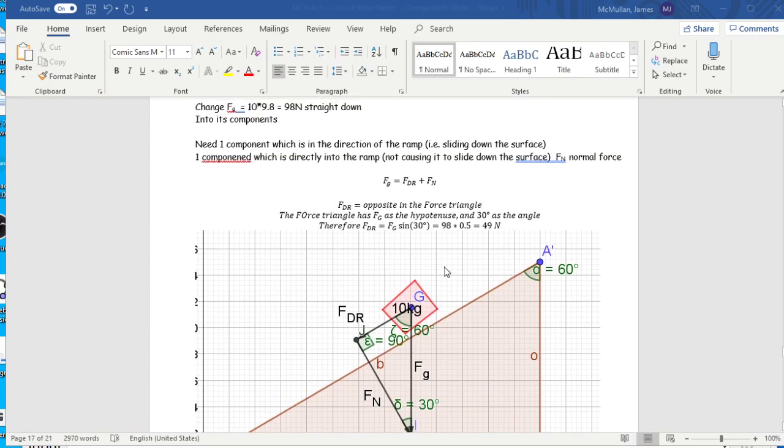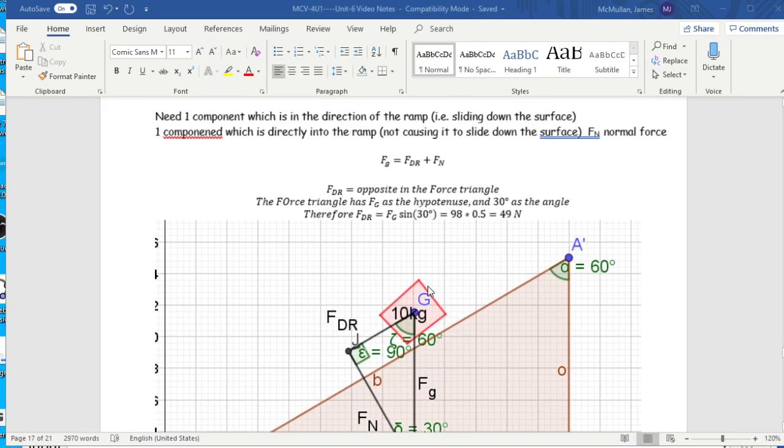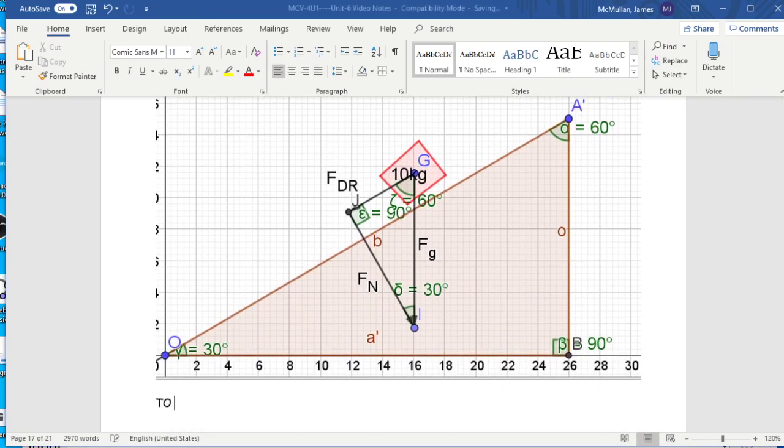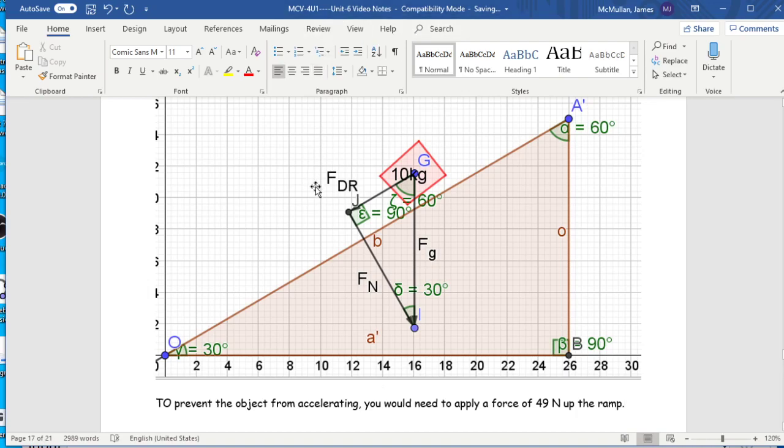So you can think of this as the block sliding down the ramp with a force of 49 newtons down the ramp. To prevent the object from accelerating, you would need to apply a force of 49 newtons up the ramp. Right? What you're doing there is asking what force would you need to cancel this out so that nothing is acting on the object?